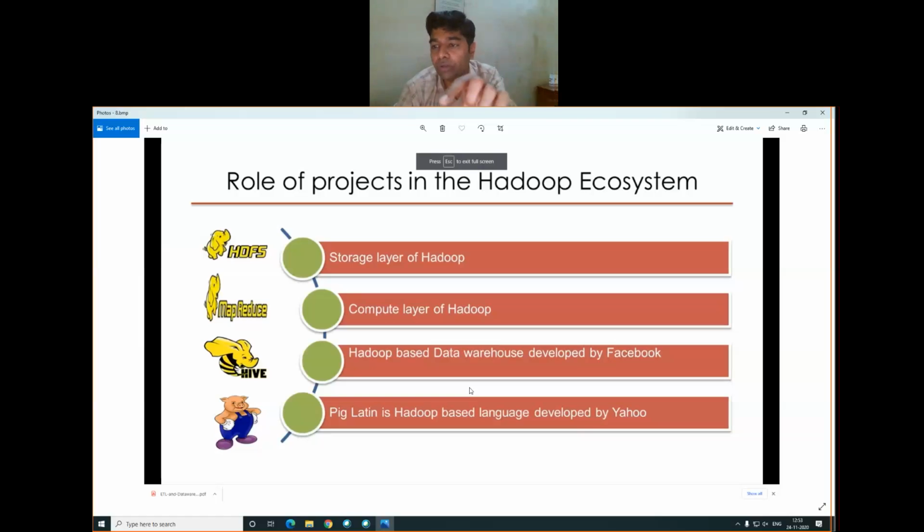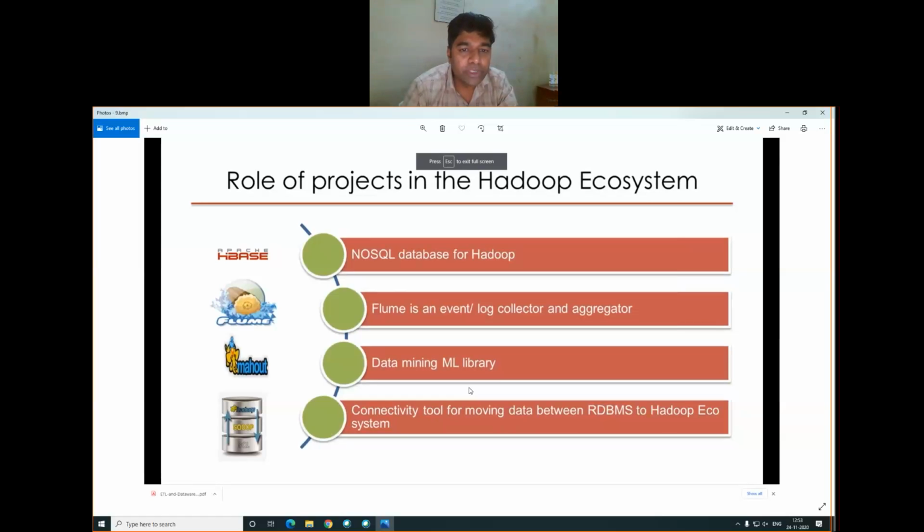MapReduce is the compute layer of Hadoop that performs the computation. Hive is a Hadoop based data warehouse developed by Facebook, which is very much used in the Hadoop ecosystem for a business organization. Pig Latin is a Hadoop based scripting language developed by Yahoo. Next, we have HBase. Apache HBase is software provided by the Apache Software Foundation, which is also open source.